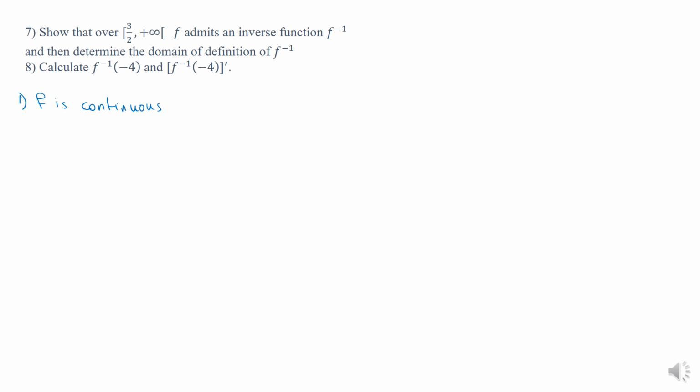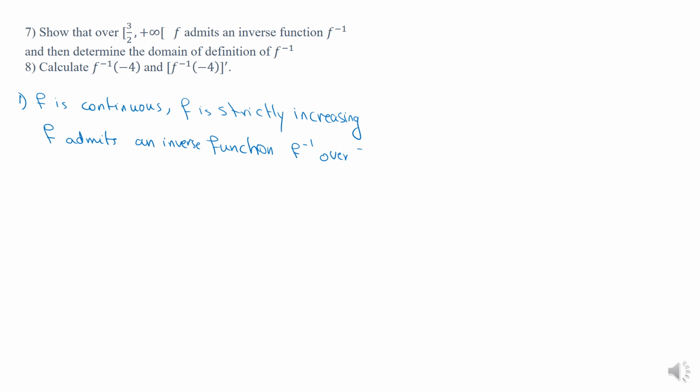find that f is strictly increasing, so monotonic, strictly increasing, which means that f admits an inverse function f minus 1 over 3 over 2 plus infinity.